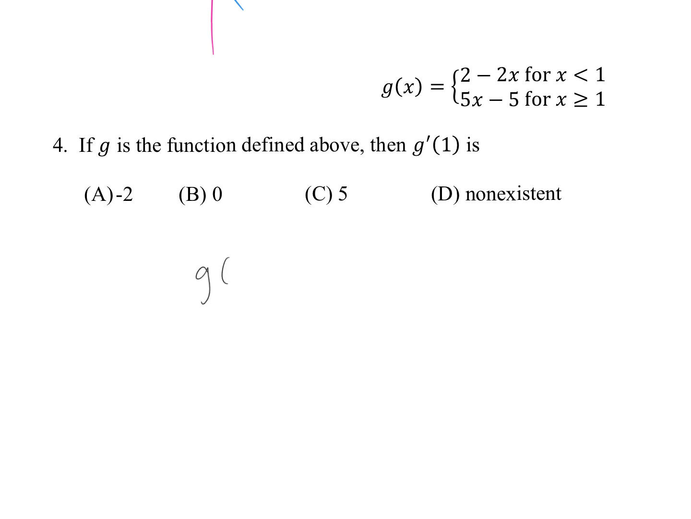Let's not even talk about the slope yet. The function from the left better equal the function from the right, because if not, it's not continuous, and therefore we cannot have a derivative. So what's g of 1 in the top? So if I'm coming in from the left, 2 minus 2 times 1? 0. Yeah, and if you want to write that, you can, or you could just say 0. What about plugging in 1 to the bottom?